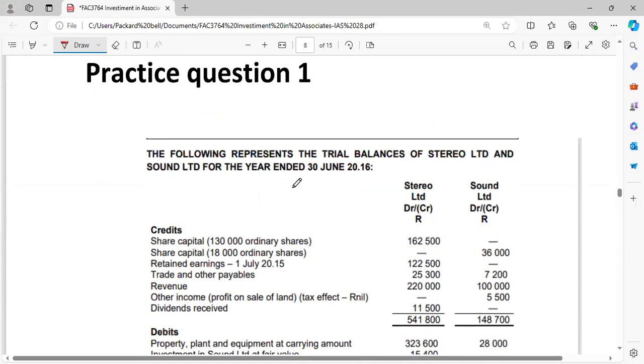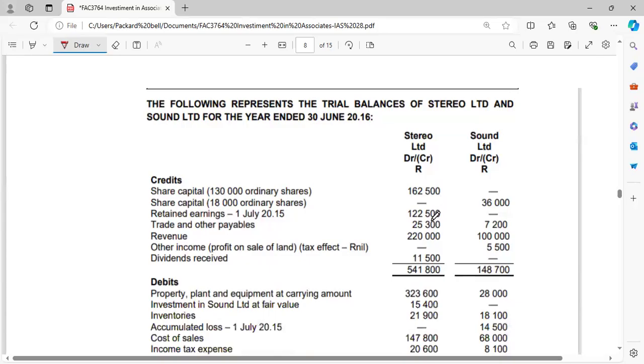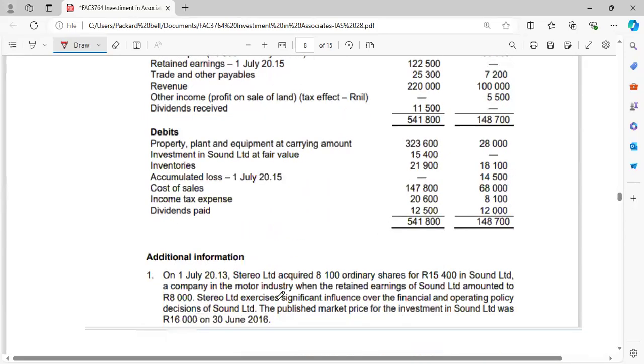They say the following represents the trial balance of Stereo Limited and Sound Limited for the year ended 30 June 2016. This is usual. We always see these things. But where there might be a difference is, they say on 1 July 2013, Stereo Limited acquired 8,100 ordinary shares of 15,400 in Sound Limited, a company in the motor industry, when the retained earnings of Sound Limited amounted to 8,000.